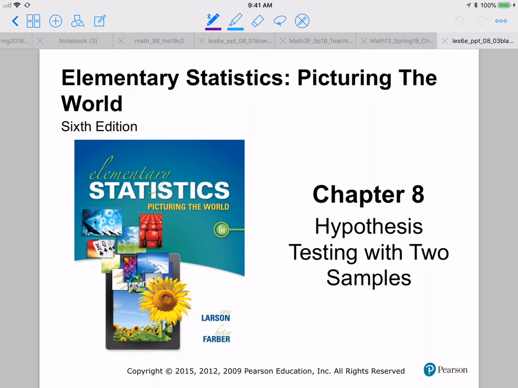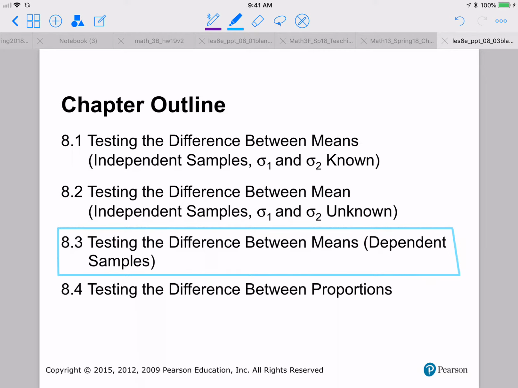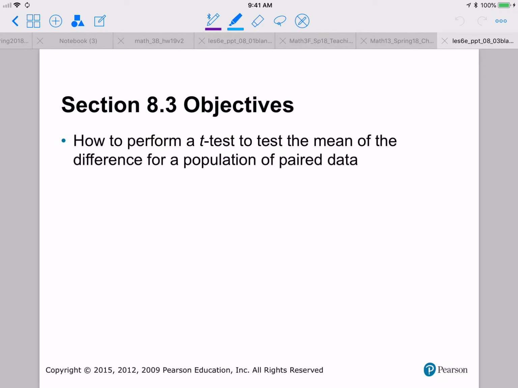Hello. So today we're going to talk about hypothesis testing with two samples, specifically in the case when you're testing the difference between means with dependent samples. Okay, so this is section 8.3. We've got one goal, and the goal is to learn how to perform a t-test to test the mean of the difference for a population of paired data.